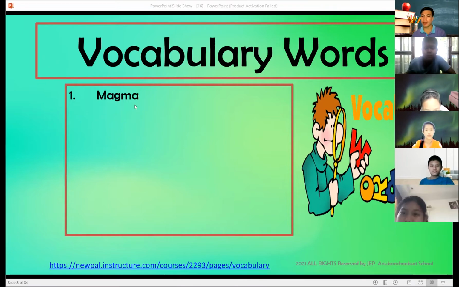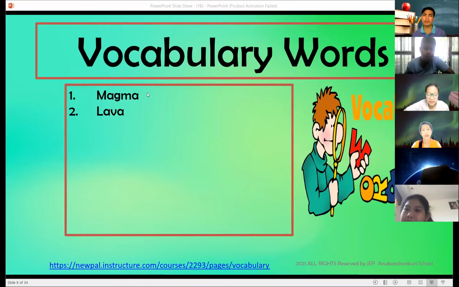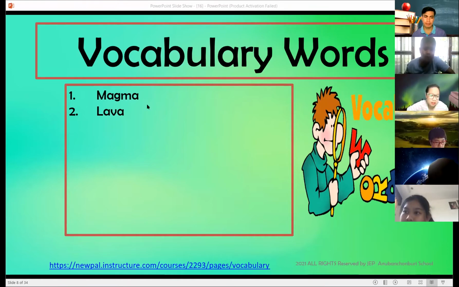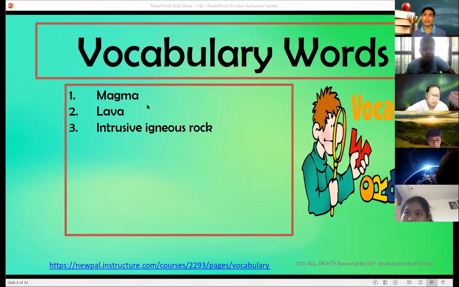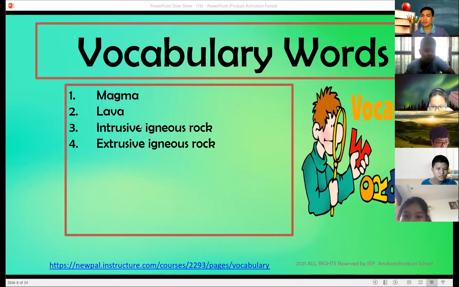Number one, magma. Okay, good. I can hear only 3 students. There are 36 students here, but I can hear only 3 talking. Number 2, lava. Number 3, intrusive igneous rock. Extrusive igneous rock.